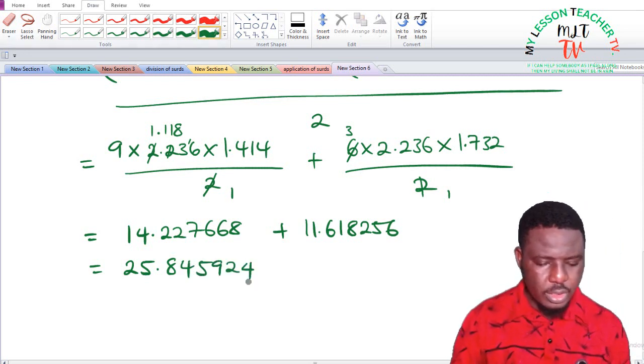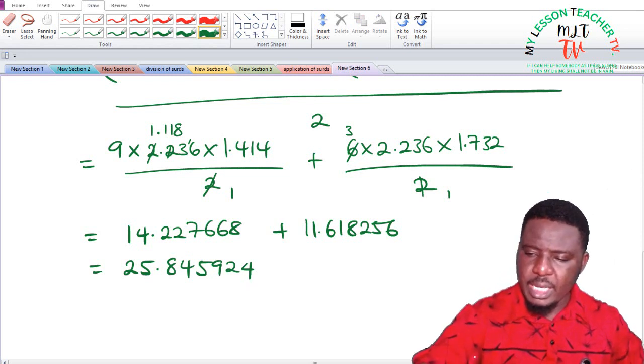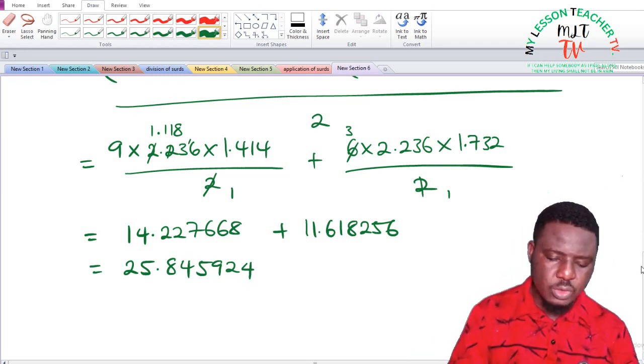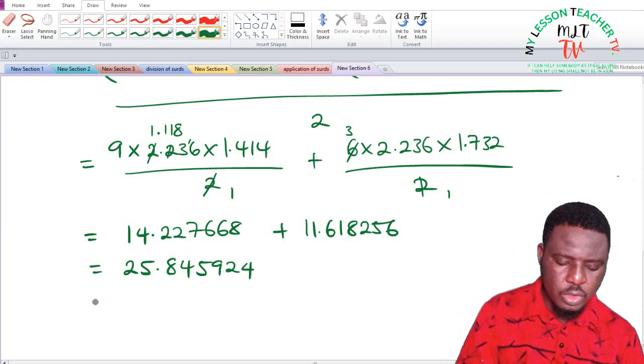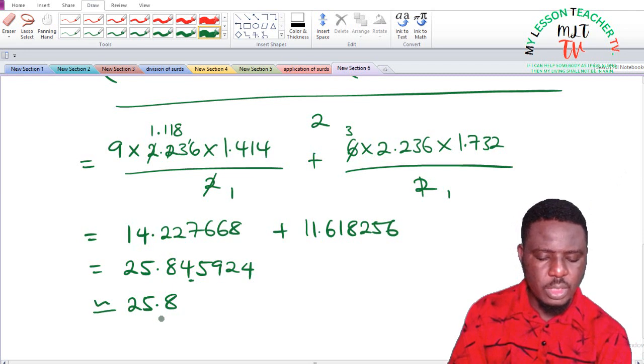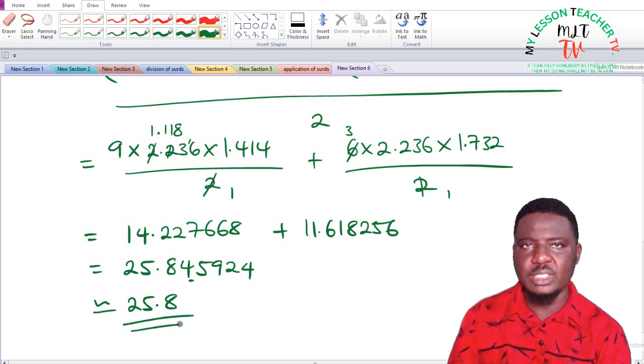25.845924. So the question says we should leave our answer to 3 significant figures. So this can be approximated to be 25.8, as the next digit is 4. When you round it off, you add 0 to 8, and this is your answer.